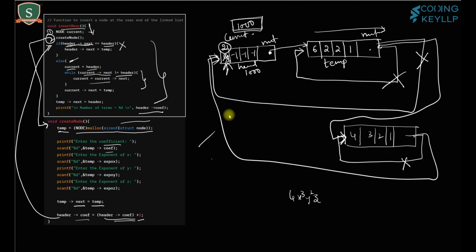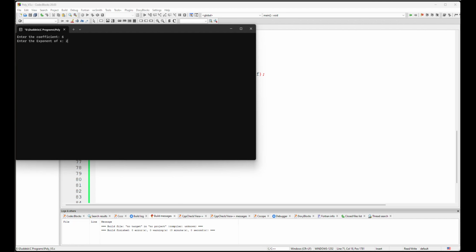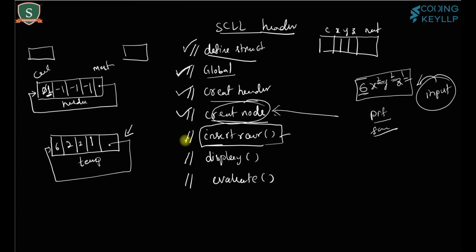So let's execute this part of the code. The coefficient 6, 2, 2, 1. So total number of terms 1, and it is already inserted. The insert part is successfully done. Let us see the display part.